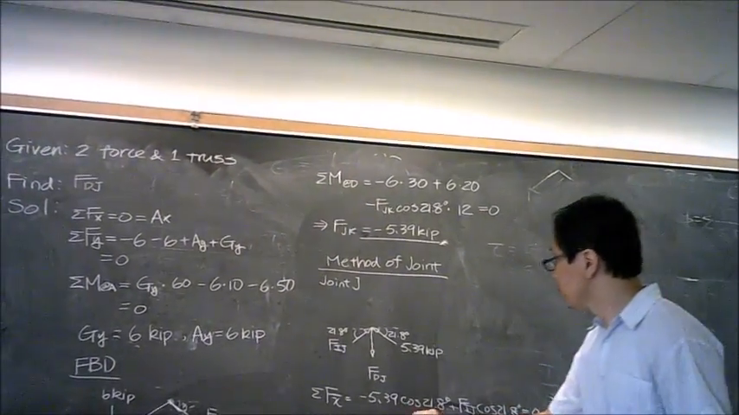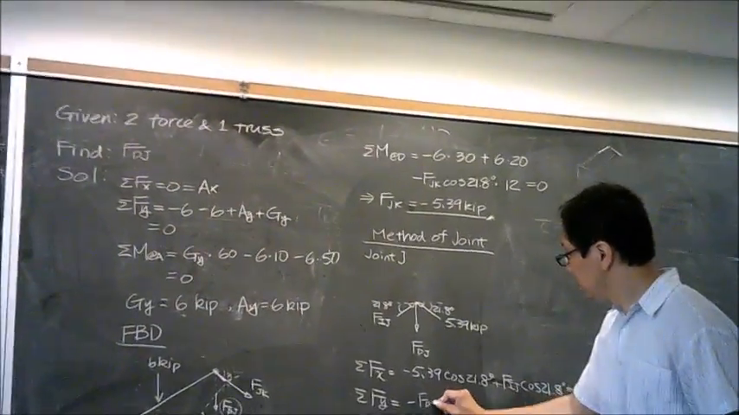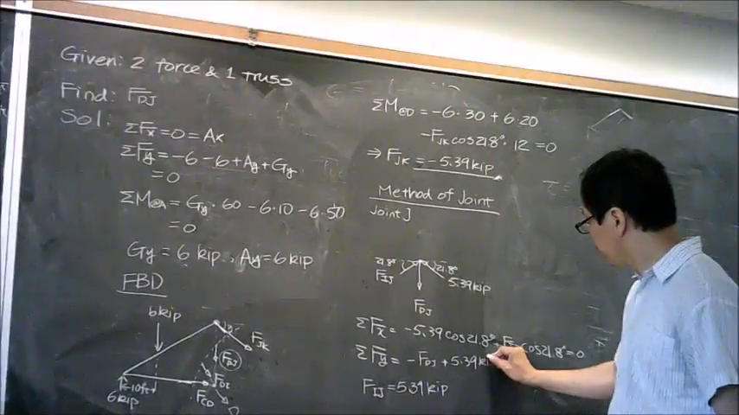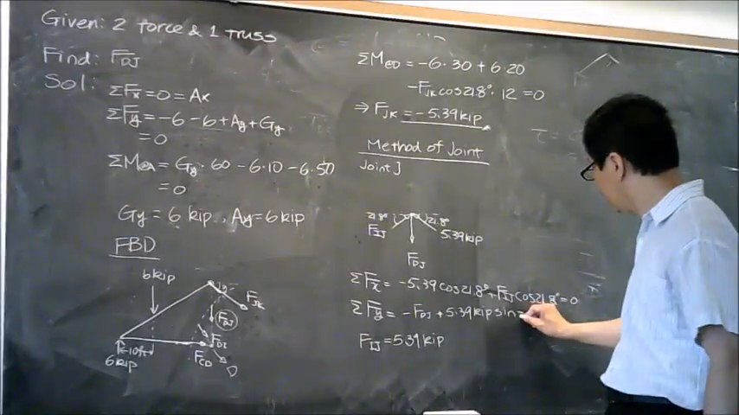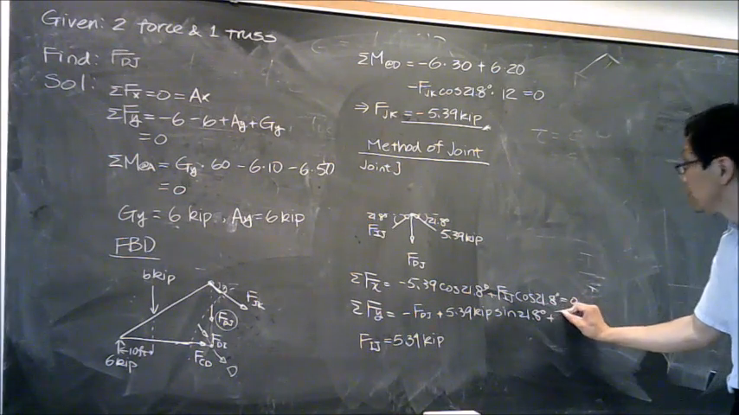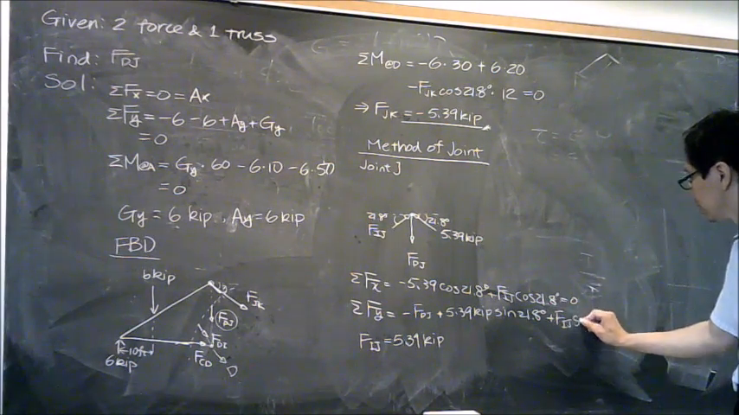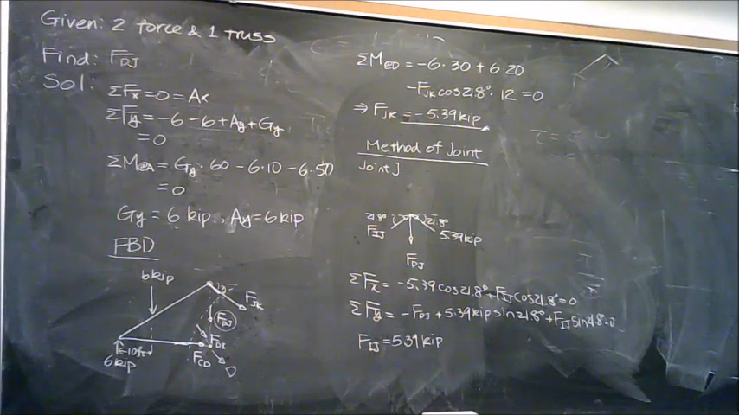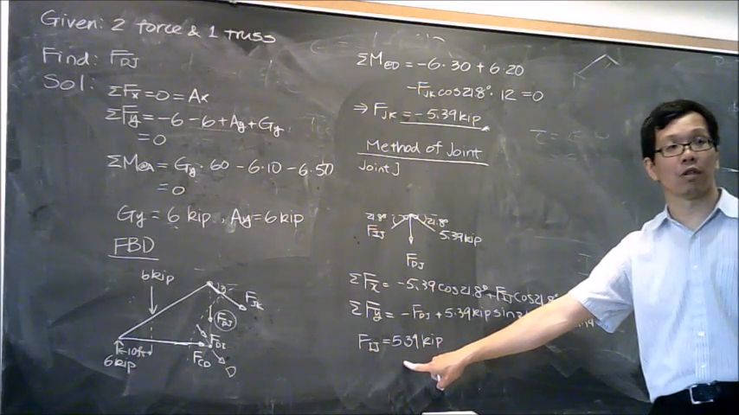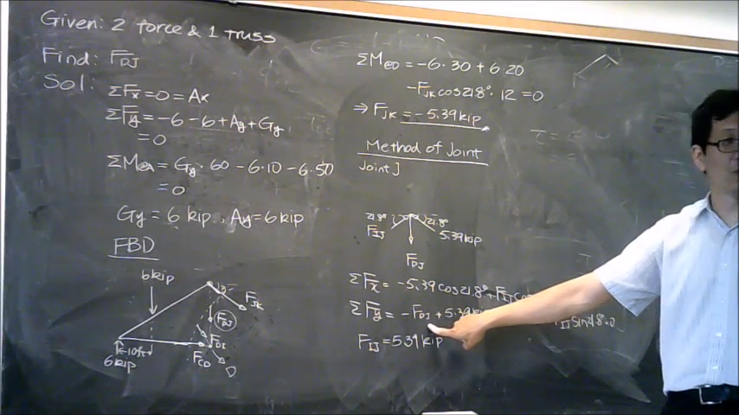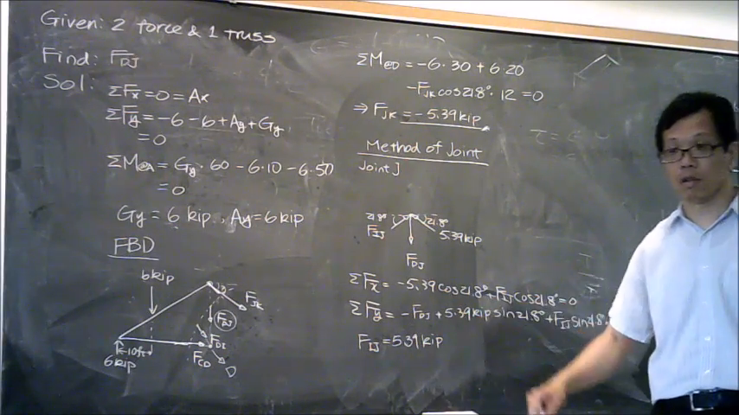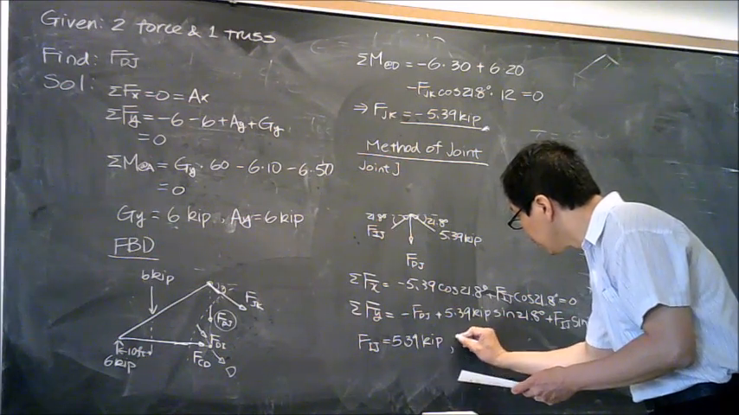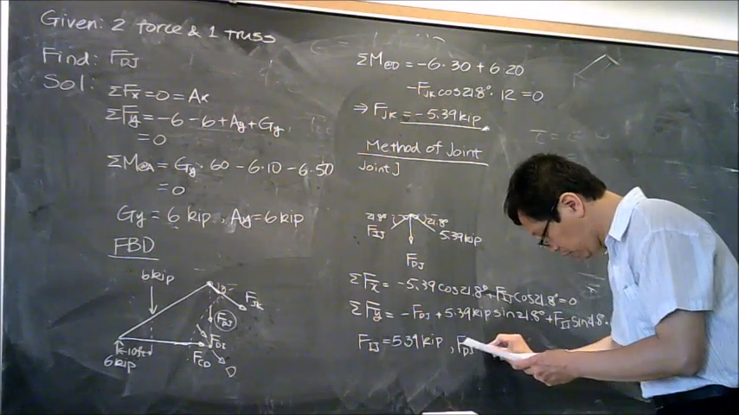How about the second one? It's going to be negative Fij plus 5.89 cosine. So this one is solved through this equation. This equation becomes only a single unknown. So if you do the calculation, you're going to find Fdj equals 4.